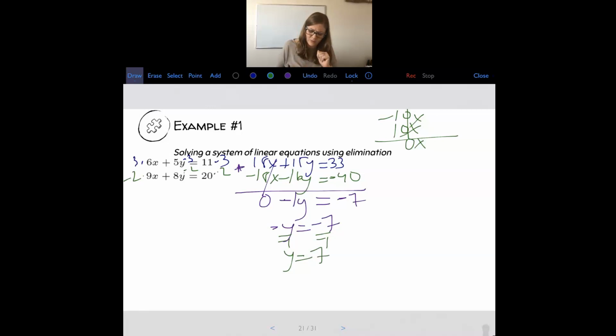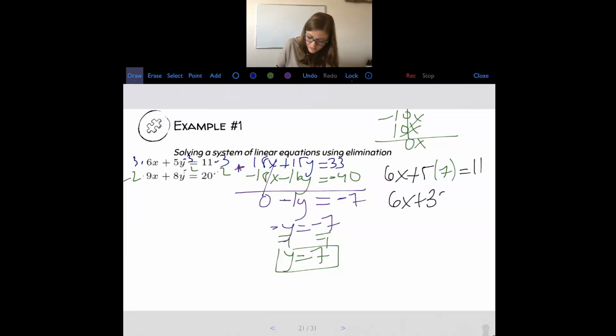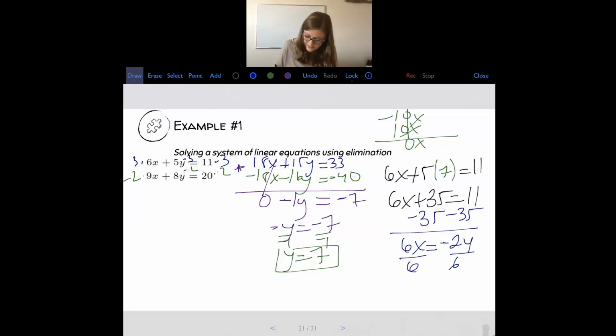Okay, so now that I found y is equal to 7, I plug 7 into either equation that I was given, and then I can find x. It doesn't matter which one we use. I'll use the top one. So we have 6x plus 5 times 7, so instead of y, we have 7, is equal to 11. Okay, so we have 6x plus 35 equals 11. And we solve this like we would a linear equation. Subtract 35 from both sides. 6x equals negative 24. So x is negative 4.